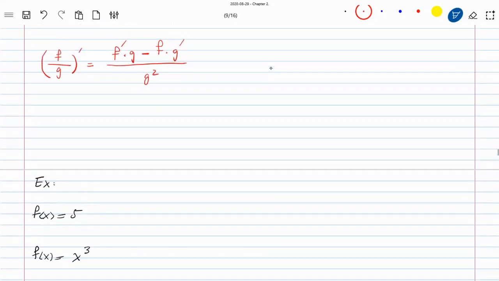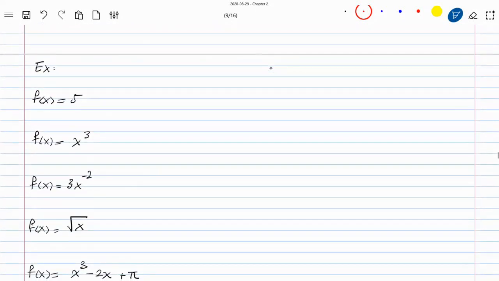Okay, the definition of the derivative. No, sorry, not the limit. Okay, so here is the example. We want to find f prime for all these cases. Okay, f of x is given 5. What is f prime?